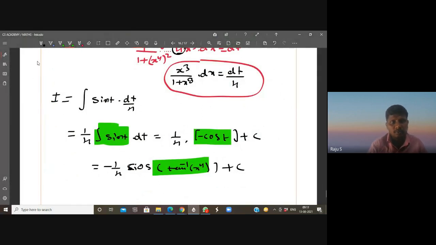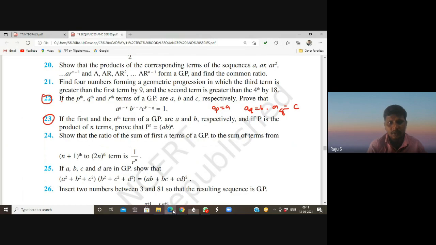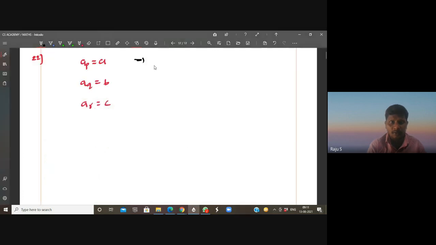Now, for question number 22, this is the given data. What is the pth term? They have given us a. What is the qth term? AQ is equal to b. What is the rth term? They have given c. What shall we do here? We have to prove that a to the power q minus r, b to the power r minus p, c to the power p minus q equals 1.